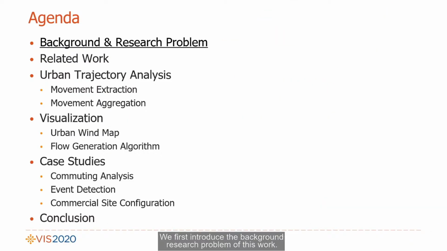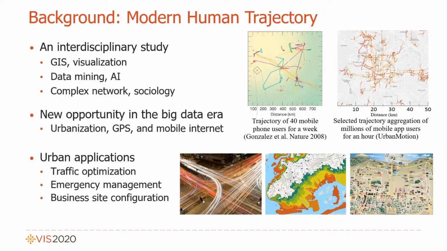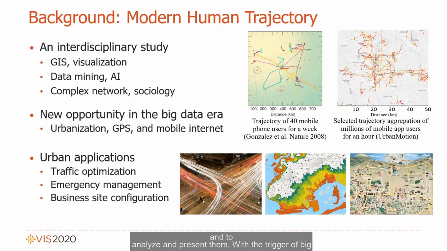We first introduce the background research problem of this work. The study of human trajectories has been an interdisciplinary area joining many fields, including visualization, to model human behavior and to analyze and present it. With the trigger of big data and wide adoption of GPS and mobile internet, the opportunity becomes available.